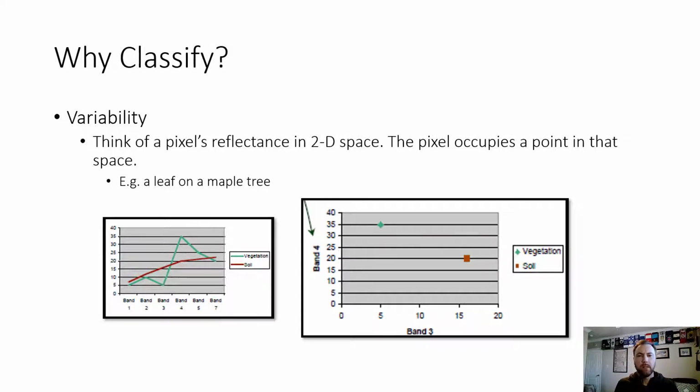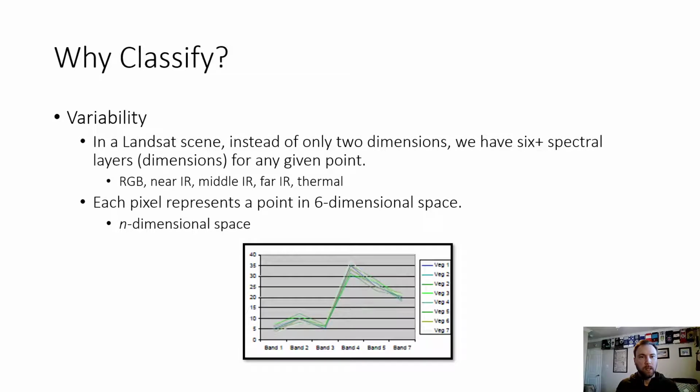So think of a pixel's reflectance in 2D space, meaning on a surface, on a plane. The pixel occupies a point in that specific space. And so our example here will be a leaf on a maple tree. In a Landsat scene, instead of only 2 dimensions, X and Y, we actually could have 6 or more spectral layers, and we'll think of those as dimensions in this case. It's not just the RGB values of that maple leaf, the color that you see, which in fall may be kind of a reddish brown color, in spring it may be a green color, but it's also the near infrared signature, the middle infrared, the far infrared, and the thermal.